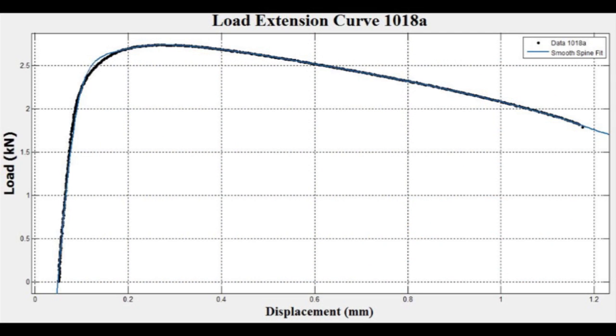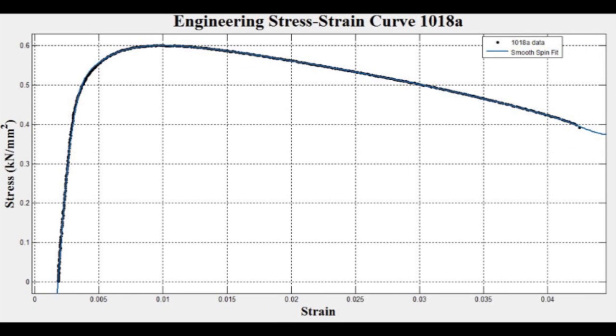The load and elongation data that was obtained can be seen in this graph. It follows a logarithmic pattern. The load elongation data can be converted to stress and strain values using their respective equations. These values are plotted using the strain on the x-axis and the stress on the y-axis.